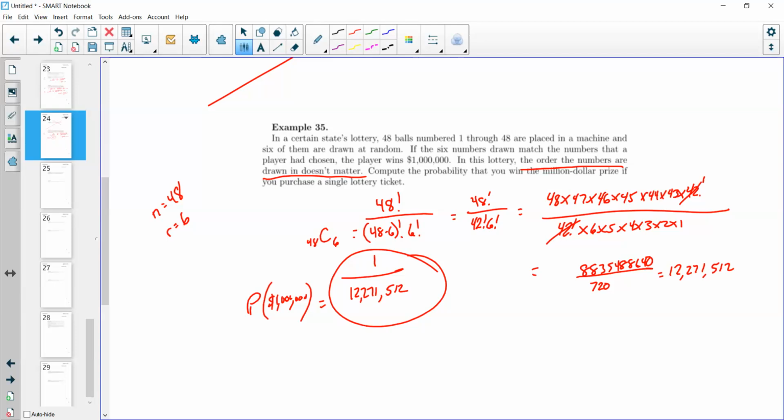Any questions on how we calculated that? And in case you're wondering, 1 divided by 12,271,512 is equivalent to 0.000000081. You have a very good chance of winning. And considering, I think the current lottery is at 53 million, or did it go higher than that even? Don't play it. Wise decision.